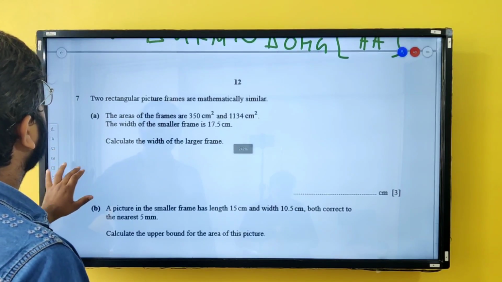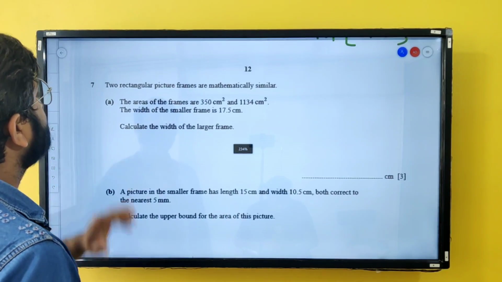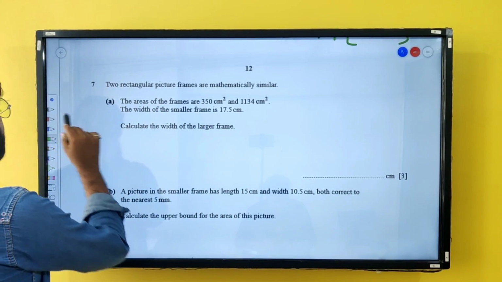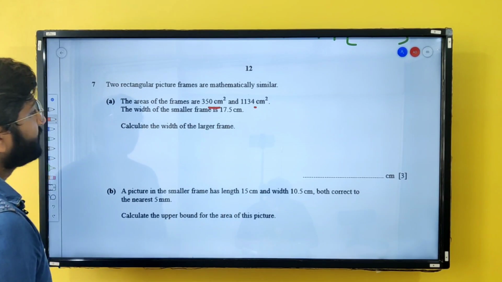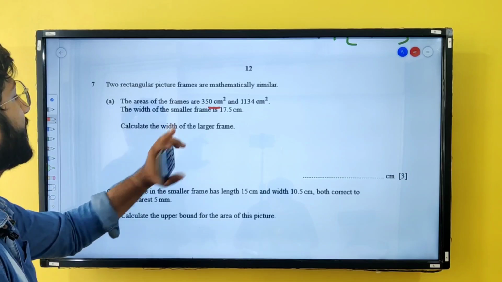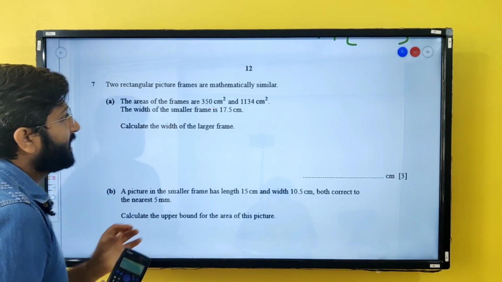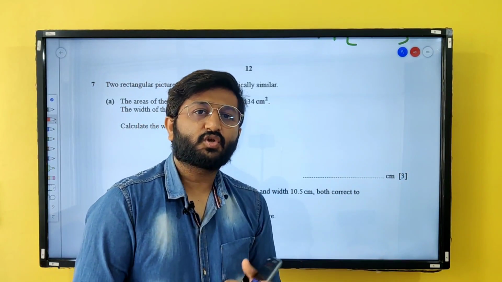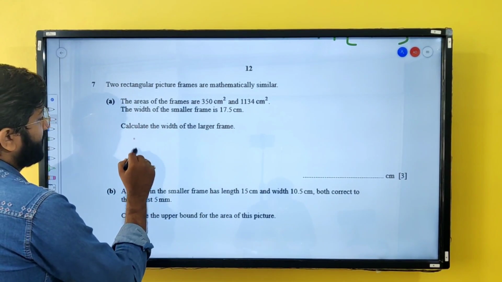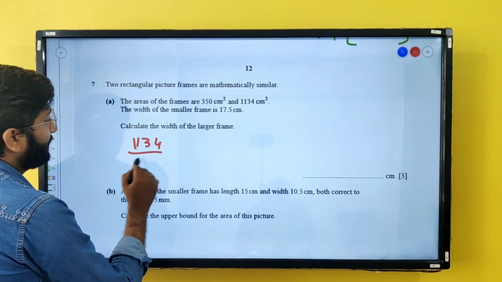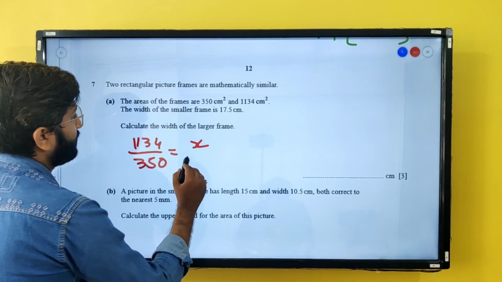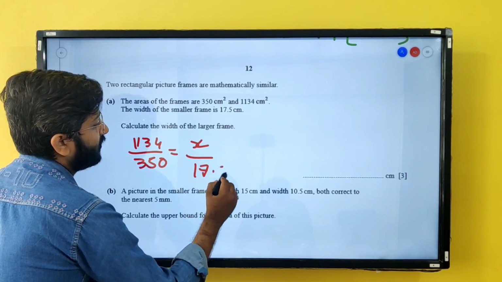Next, two rectangular pictures of a frame are mathematically similar. The areas of the frame are this and this. The width of the smaller frame is 17.5. Find the width of the larger frame. So we know as they are mathematically similar, they will be in a fixed ratio. So I can write the area of the larger frame upon the area of the smaller frame is equal to the width of the larger frame upon the width of the smaller frame.